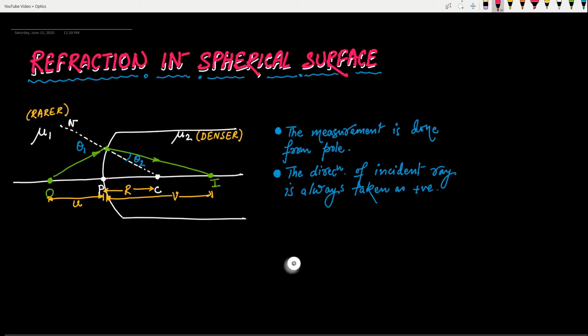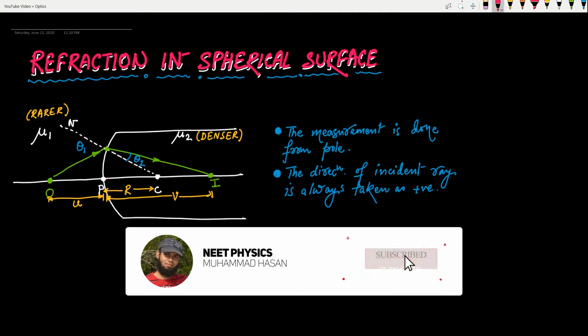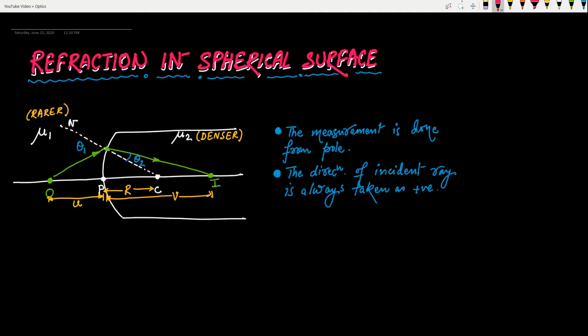So let's understand the concept of refraction at a spherical surface. That is, whenever the object is kept in front of the spherical surface, how will the image be produced, or where will the image be produced, and what will be the properties of the image produced. We'll be looking into this today.